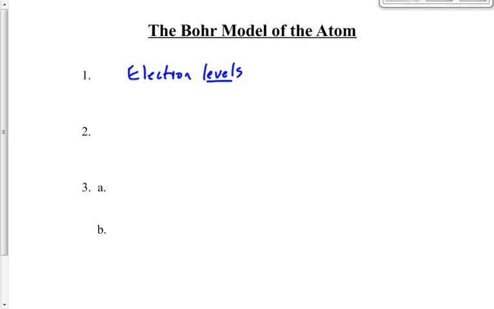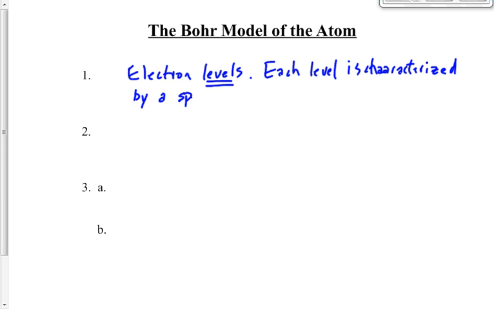There are electron levels. Each level is characterized by a certain amount of energy, by a specific energy. So the first level, electrons on the first level have this much energy. Electrons on the second level have that much energy. And on the third level have that much energy.